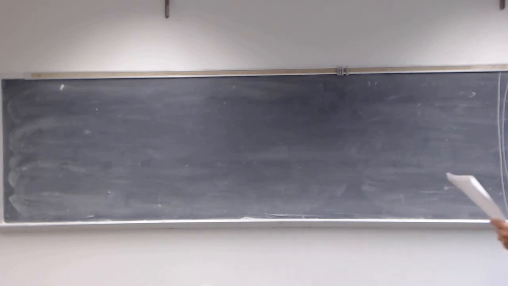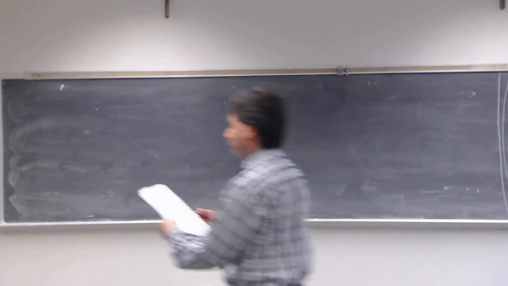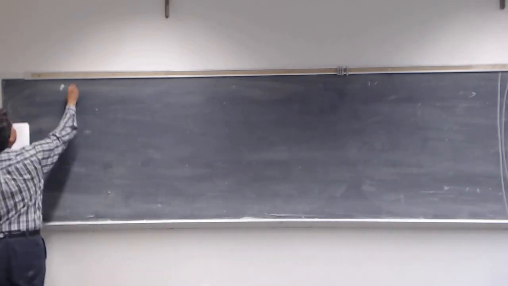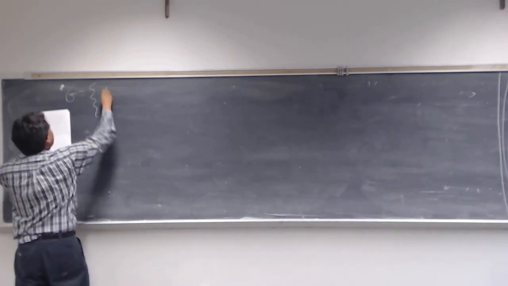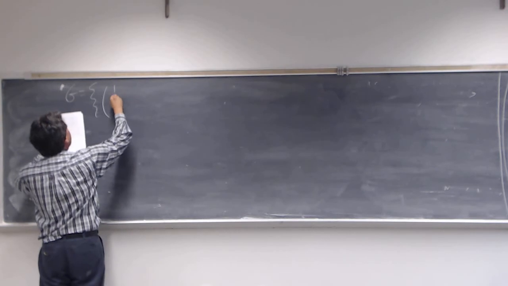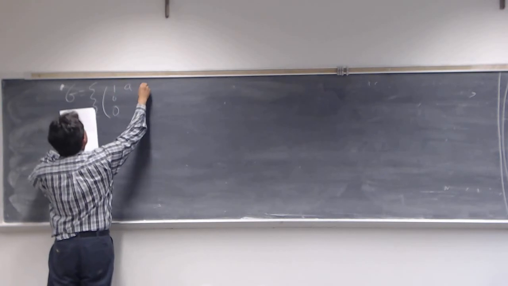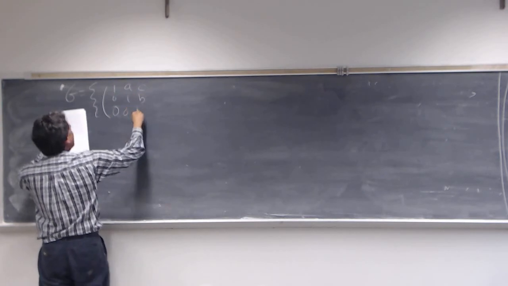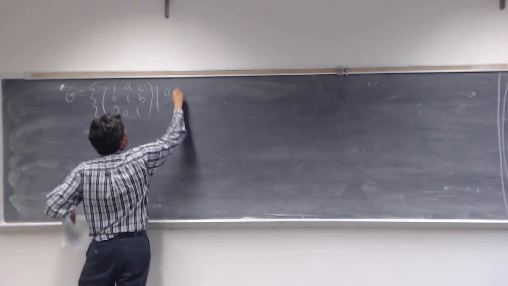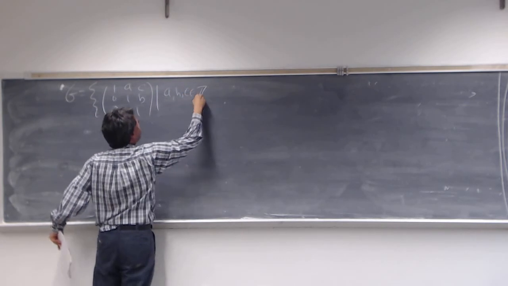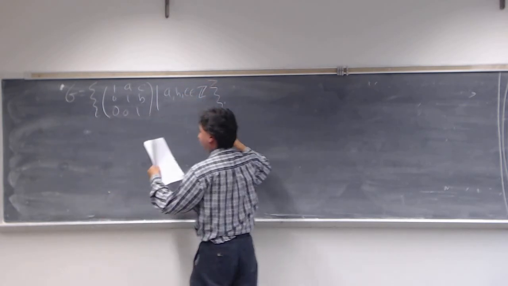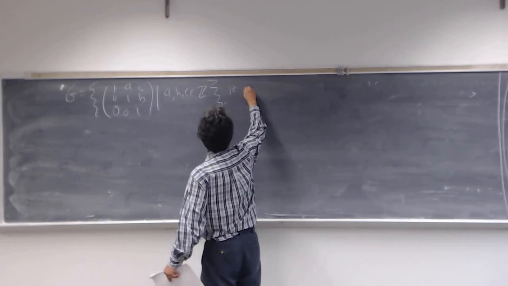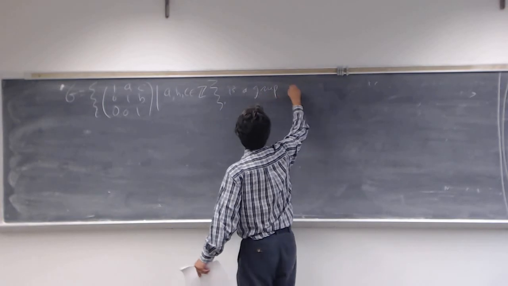Okay, in this lecture we're going to look at the investigation of a factor group and just look at some questions. So the set we're going to use is as follows. It's a 3x3 matrix group where A, B, and C are elements of the integers. So this is a group under matrix multiplication.